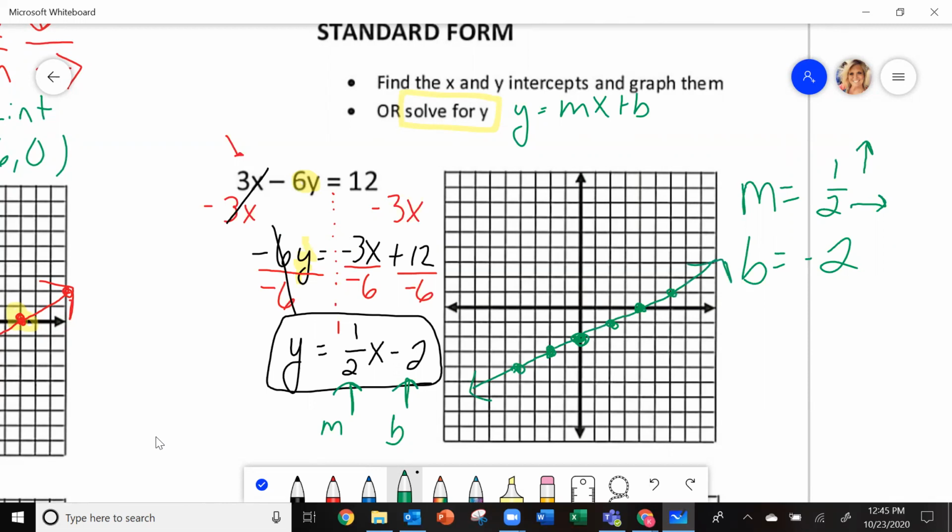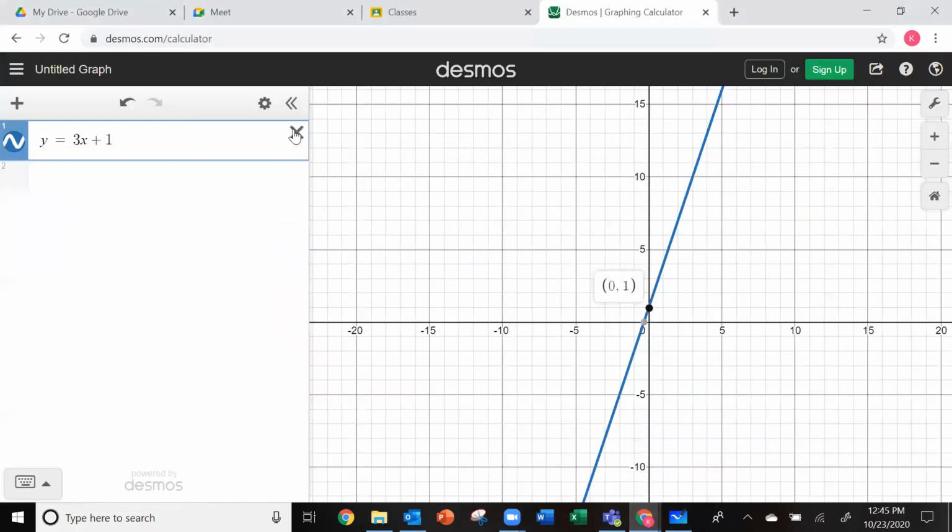To check it in the calculator, I would not use this. I would use the original one to see if we did it correctly. So let's go in there. So it's 3x minus 6y. So let me go up here, click inside, 3x minus 6y equals 12.